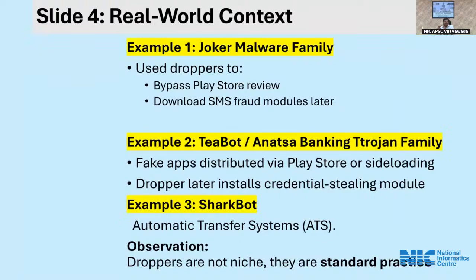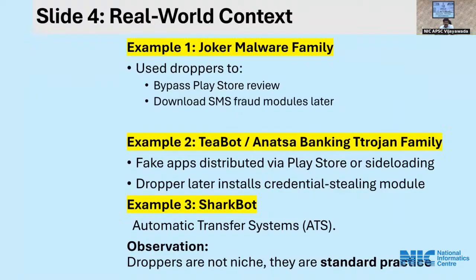All the hacker has to do is just change the outer shell of the app APK, and the internal logic stays the same. The second example is the T-bot or ANATSA banking Trojan family. These are more sophisticated. They target banking credentials only. In these cases, the dropper is often a QR code scanner, a document scanner, or a phone cleaner app. Again, it passes all the Google Play Store security checks.